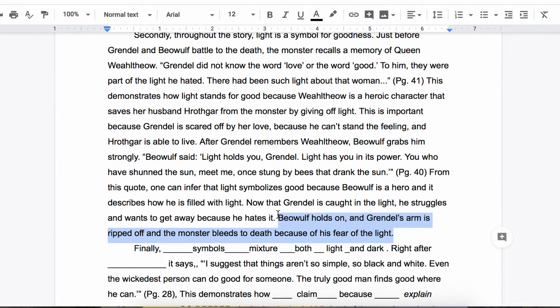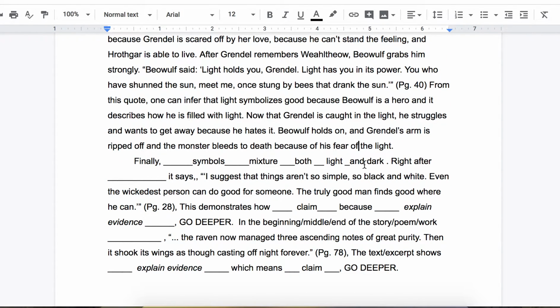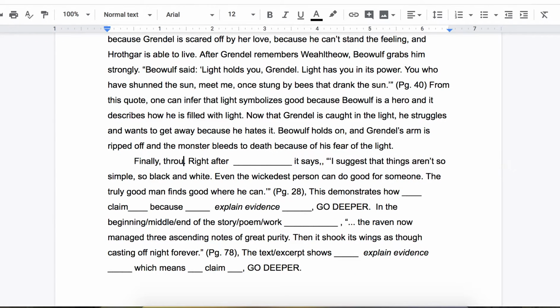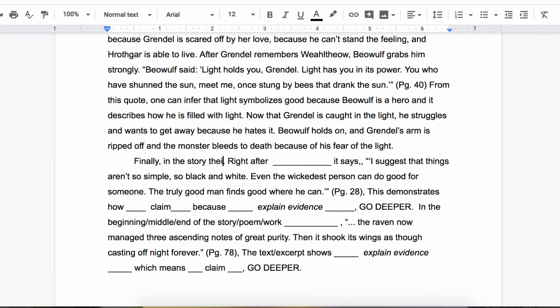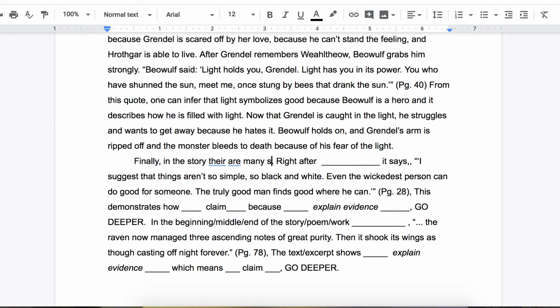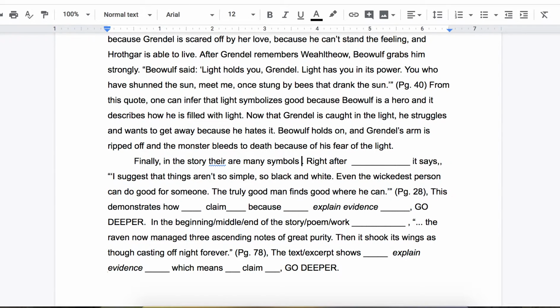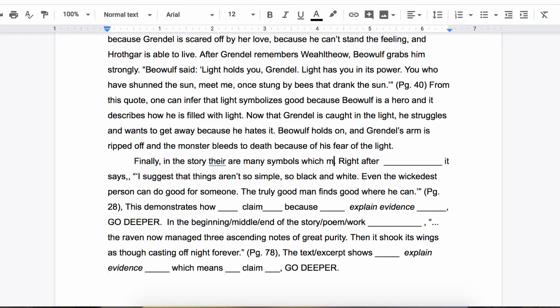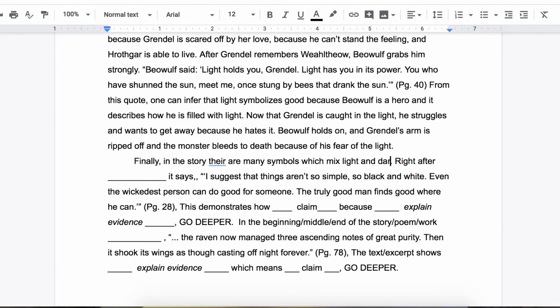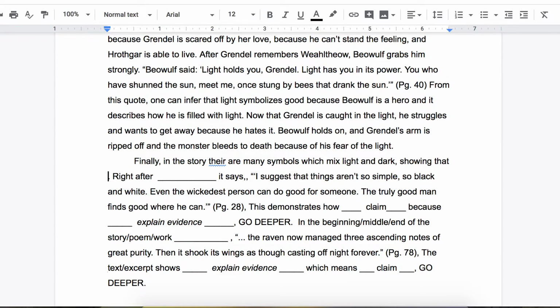You can see that this second sentence of the go deeper is really key, and you want to get good at maybe going deeper twice, if you can. All right, we get to this last paragraph. Finally, in the story, there are many symbols which mix light and dark, showing that. So I'm going to go even deeper.